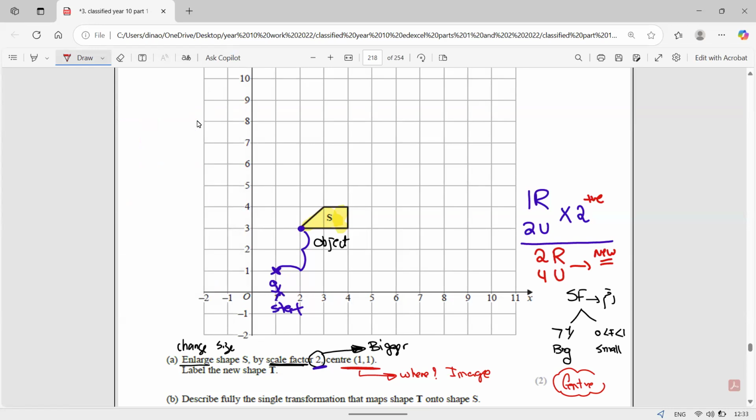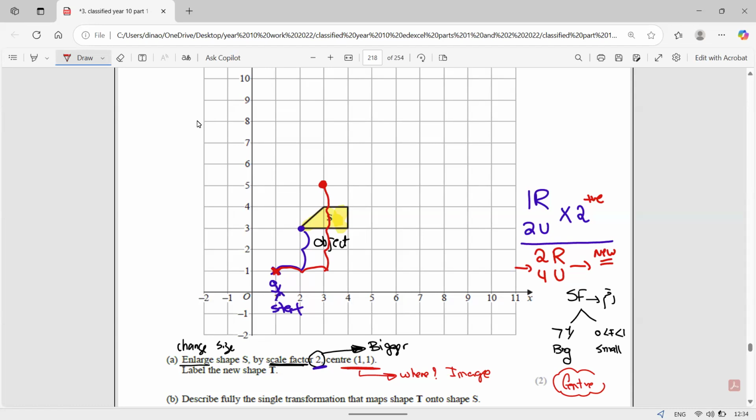Where will I start counting 2 right and 4 up? Go back to the center, and as we said, your center is always the starting point. Count your red motion: 2 to the right and 4 up. 1, 2, 3, 4. So this purple point is its new position.